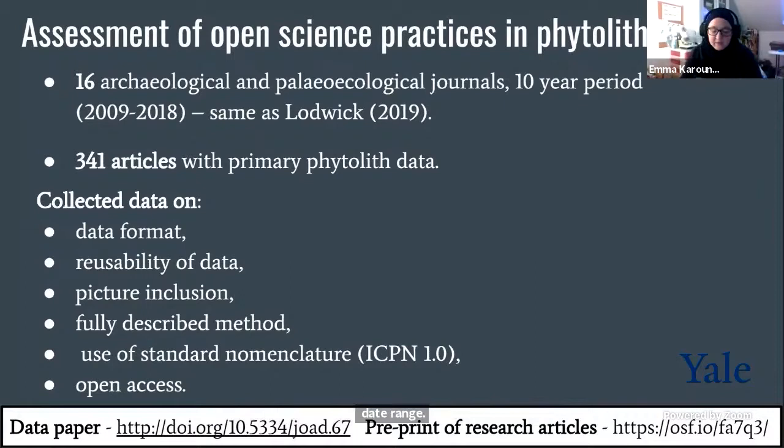In this case, I recorded information about the pictures and photographs included in the article, and the methods given, so whether a protocol was actually given or whether there were references to methodological papers. I also recorded the use of the standardized nomenclature, the ICPN 1.0 for phytoliths, and whether it was actually used in the paper. Finally, I collected information about open access and what type of access was given to the article and the data.